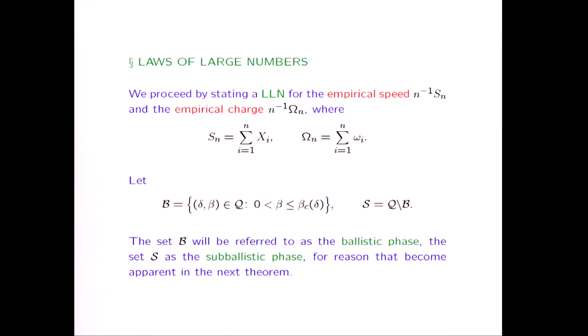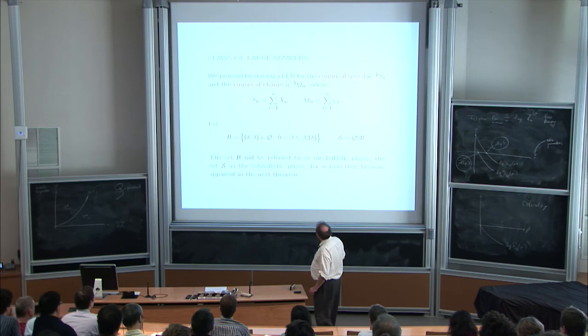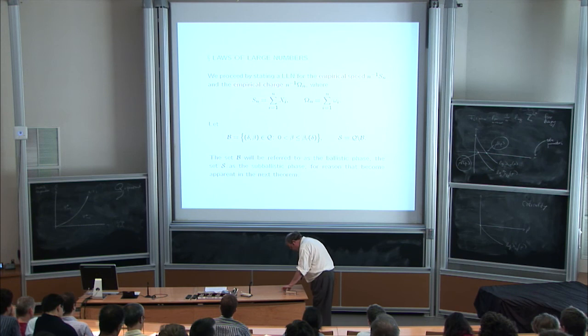I want to conclude by stating a law of large numbers now, and for that we're going to look at the displacement divided by n. So we're going to look at the endpoint of the polymer divided by n. And this is what we call the empirical speed of the polymer. And we're also going to sum up all the charges along the polymer and divide by n. So this will be what is called the empirical charge. And it turns out that these two objects satisfy a law of large numbers under the annealed measure. I'll come back to this notation shortly.